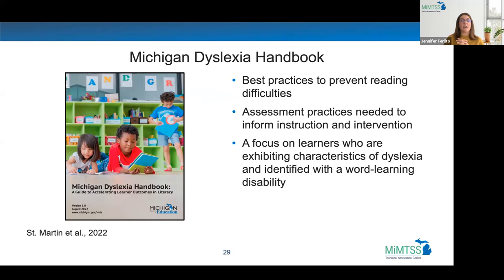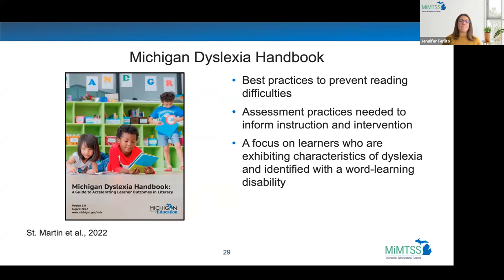So Rebecca, it is on the resource handout that was compiled for this professional development. So Lisa will drop that in the chat. And if you Google Michigan Dyslexia Handbook, it will be the first thing that pops up. It includes assessment practices that are needed to inform instruction and intervention. The focus of the handbook is on learners who are exhibiting characteristics of dyslexia and identified with a word learning disability. It is extremely user-friendly. At the end of each chapter, they have action steps, and the action steps suggest how educators and leaders may act upon the information in the handbook. There's also a section at the end of each chapter called More Information, which provides links to websites and resources that have a ton of quality information on that chapter topic.